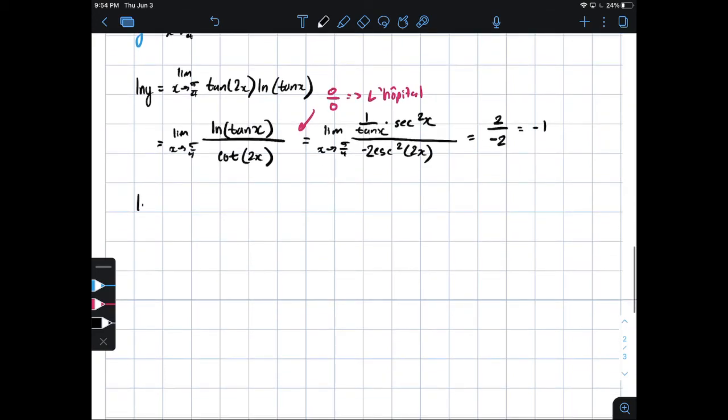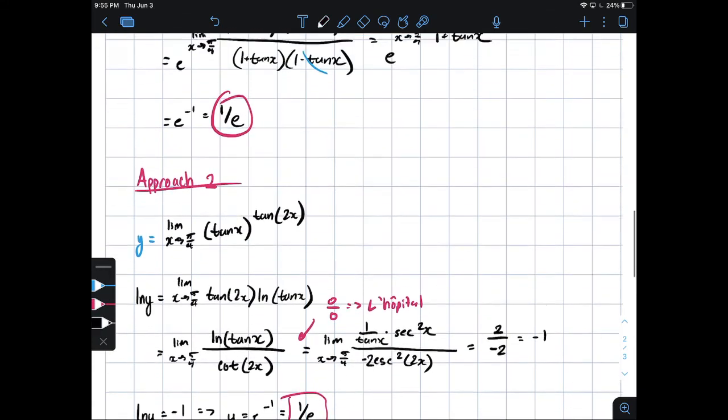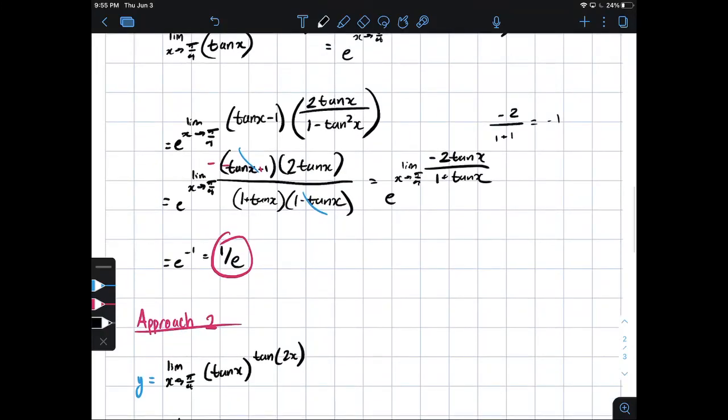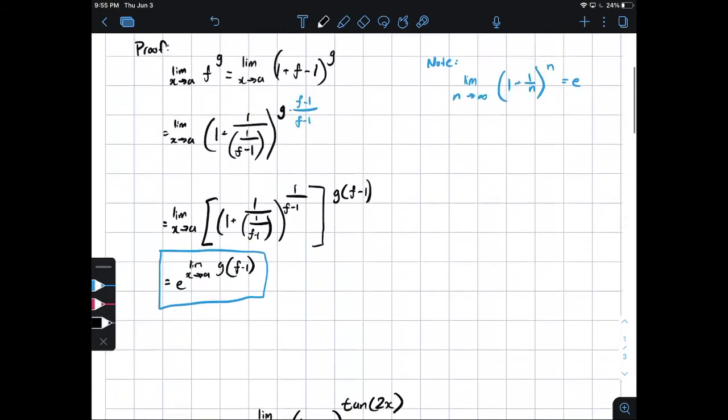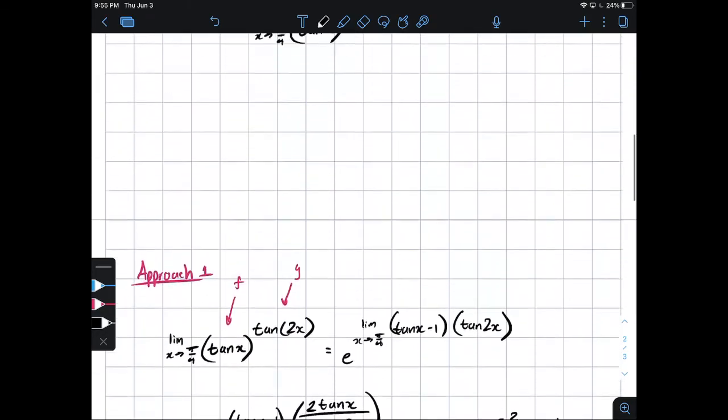And now we know that ln y is equal to negative 1, or y is equal to e to the negative 1, which is, of course, 1 over e. And that, again, is the answer. In a practical sense, I definitely like approach 2 more. But again, I did this video just so I can look at the first identity we proved, which I found very interesting because I never knew about that.